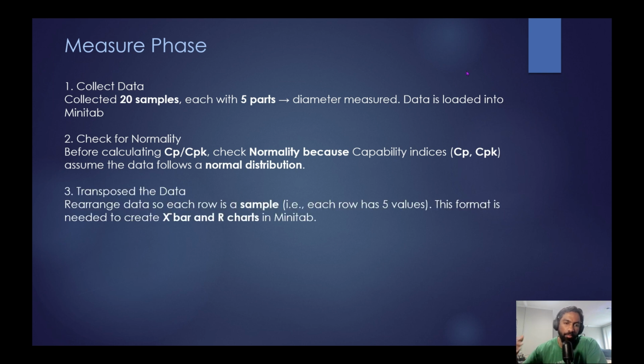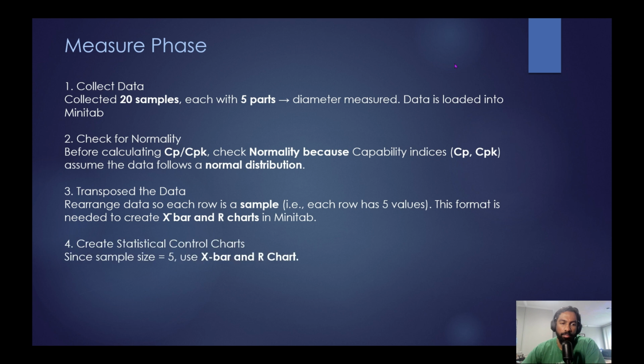And after that, we do have to transpose the data that we have loaded into Minitab. We'll get to see this in Minitab, but the reason this is done is because this is a format that is required for the statistical control charts, that is X bar and R chart. The format should be such that each row represents the sample. And then finally, since the sample size for each sample is 5, we can use X bar and R chart. That's what we do next.